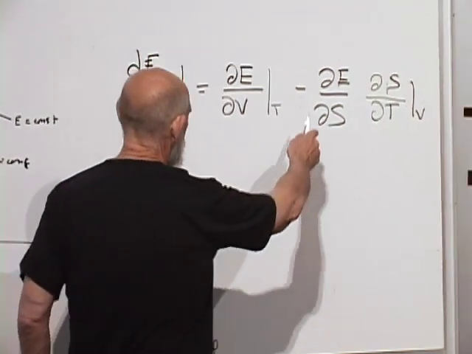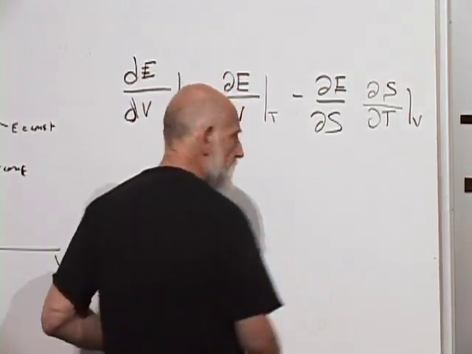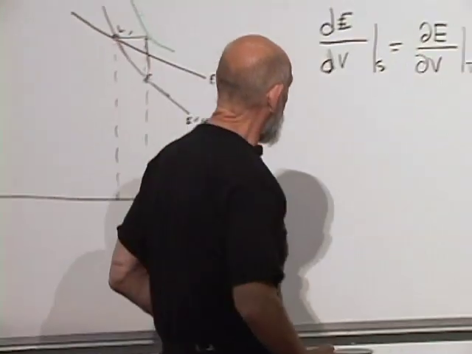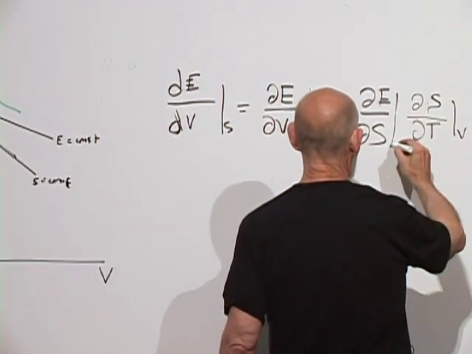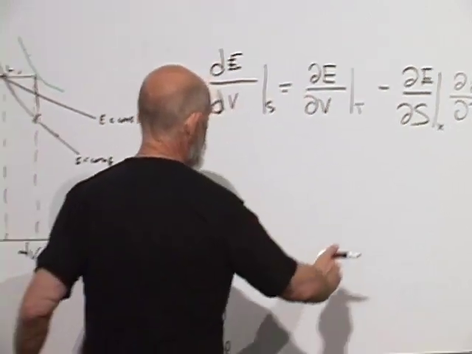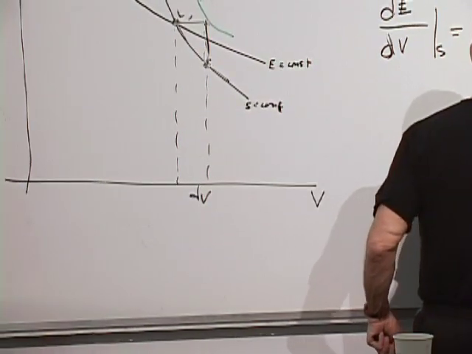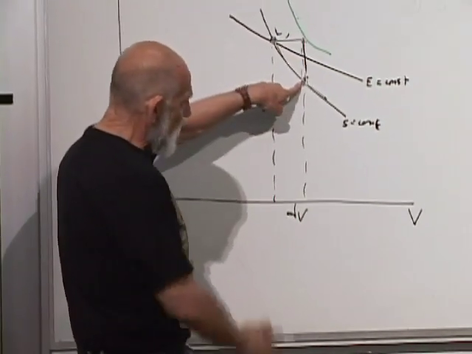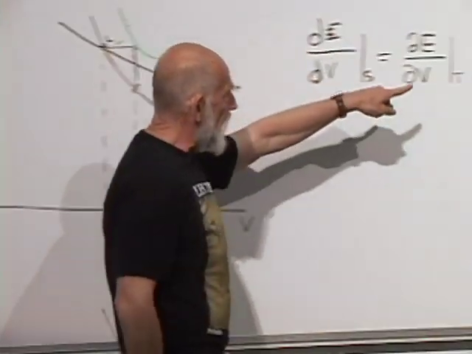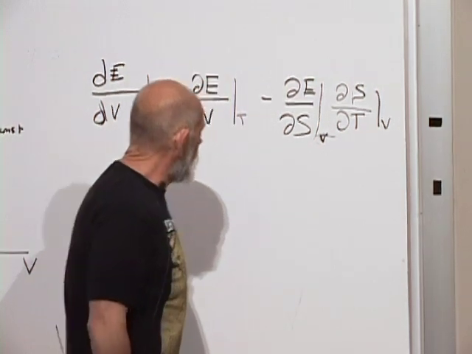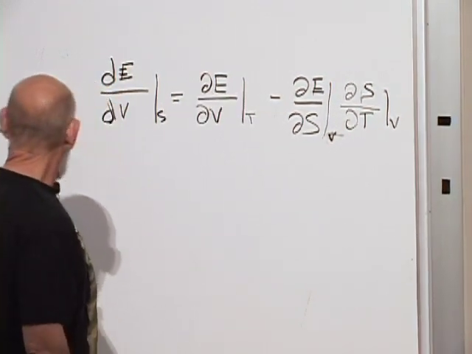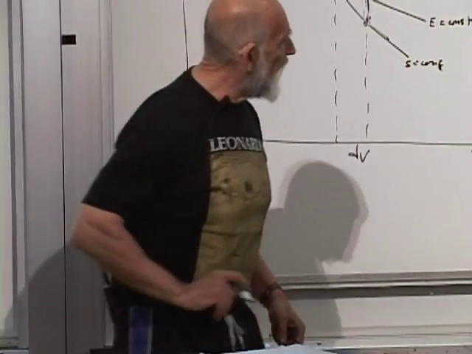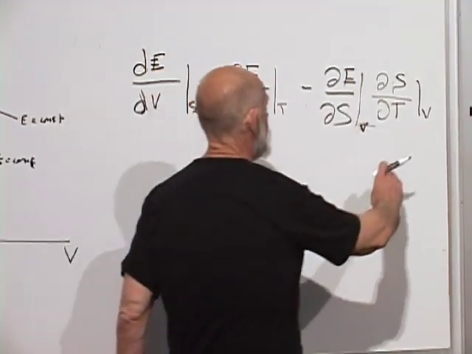What is this? This is dE by dS at fixed something. Sorry, at fixed volume. Yeah, at fixed volume. Okay. dE by dS at fixed volume times dS by dT at fixed... No, I've got something wrong here. dS by dX at fixed temperature.